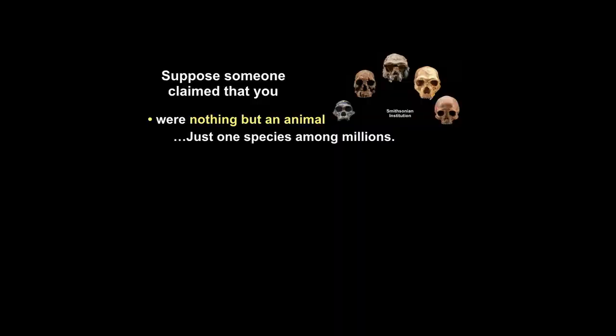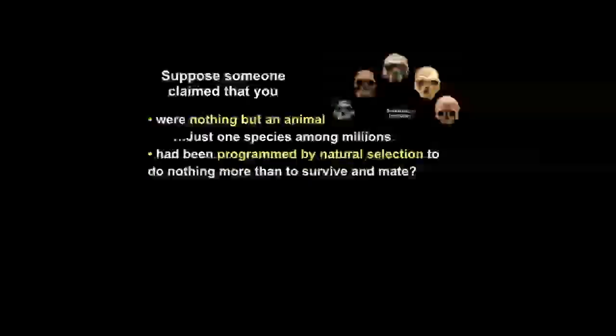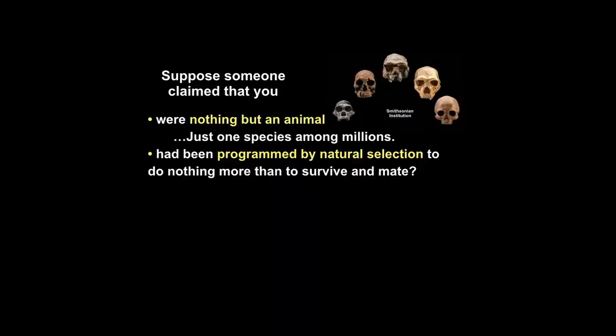Remember what I said. Let's suppose you want to come to grips with what it means to be a creature of evolution. So I want to start out with a hypothetical. Let's suppose somebody told you you're just an animal. A lot of species on this planet, you're just another one. You, in fact, have been programmed by natural selection not to seek truth and beauty, but to do nothing more than survive and mate, and we can explain all human behavior on the basis of those two instincts.